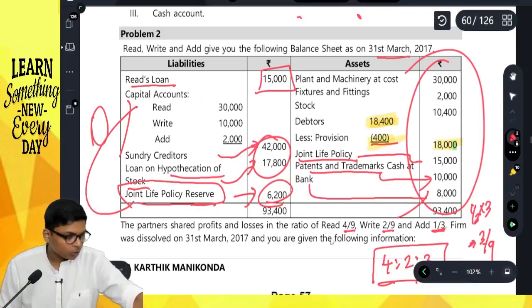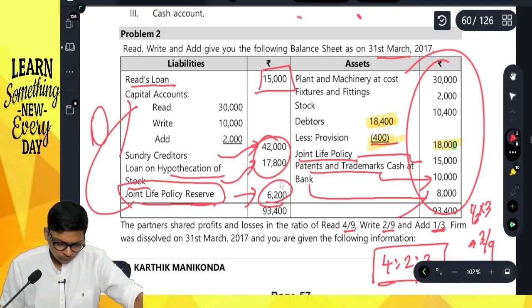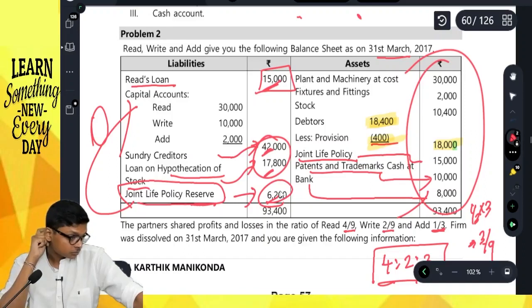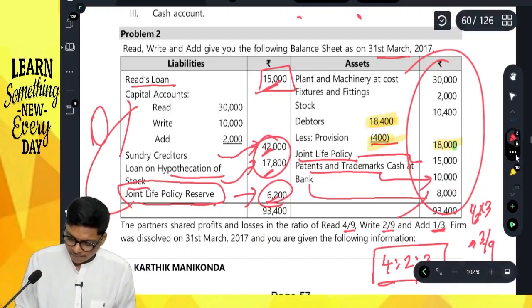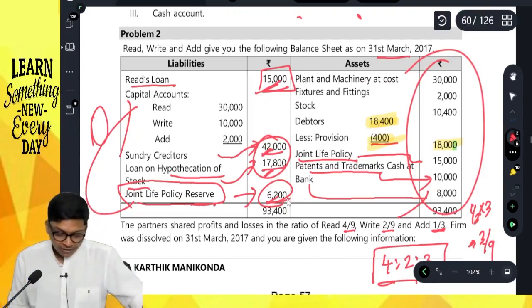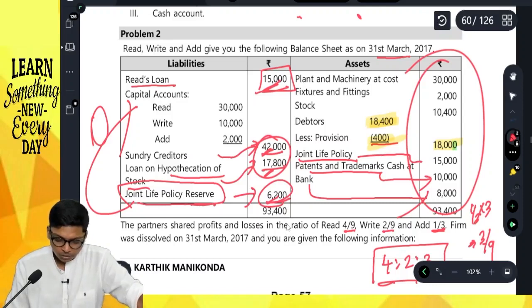which total is not matching. Can we check the total? 15 plus 42 plus 1700 plus 6200. Are we getting 93,400? Okay, 1 second. Let me just check. No, just add 15,000 plus 42,000 plus 17,800 plus 6,200. What is the difference with 12,000? That should be my creditors. Creditors are loan.